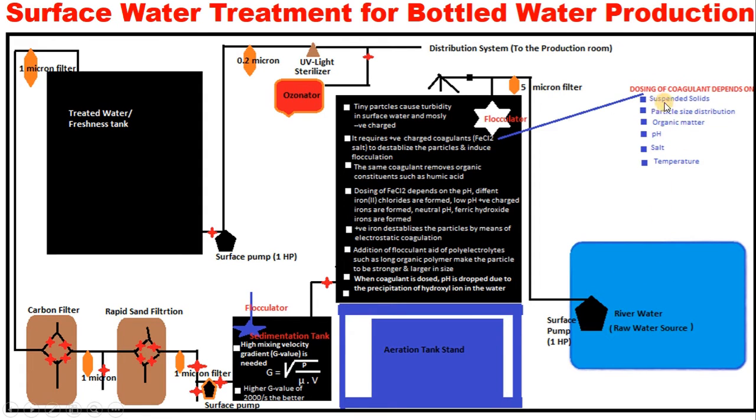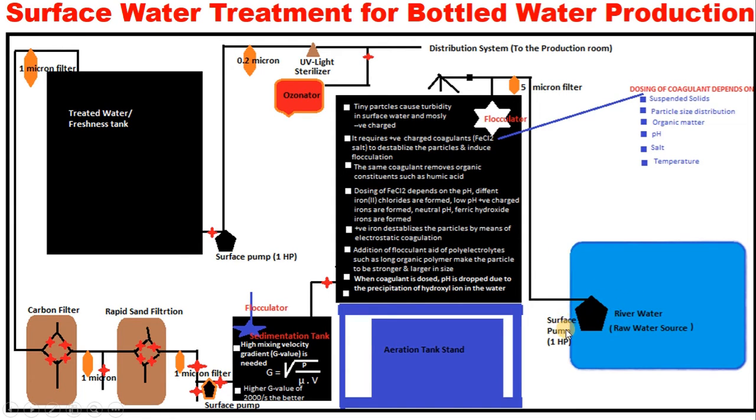Now before you commence the treatment, this analysis must be done to ascertain the level of suspended solid, particle size distribution, organic matter, pH, salt, and temperature. When all these things are ascertained from the river water, then the next thing is for the treatment process to commence.